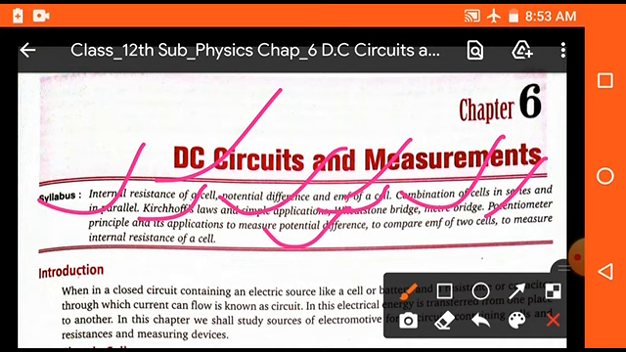So we will discuss this chapter in two parts, and here in part 1 we will discuss some important basic topics. So let's start.